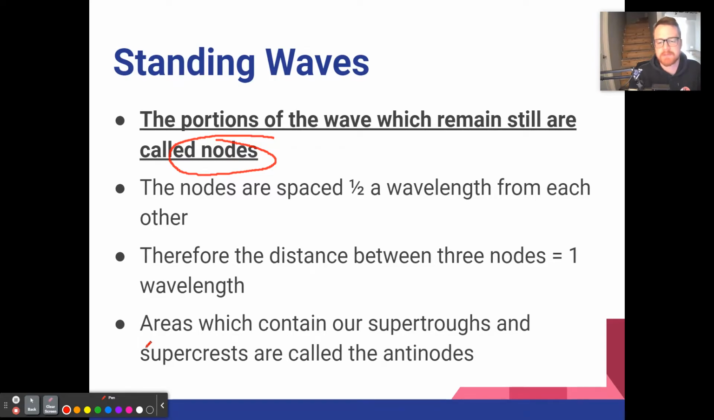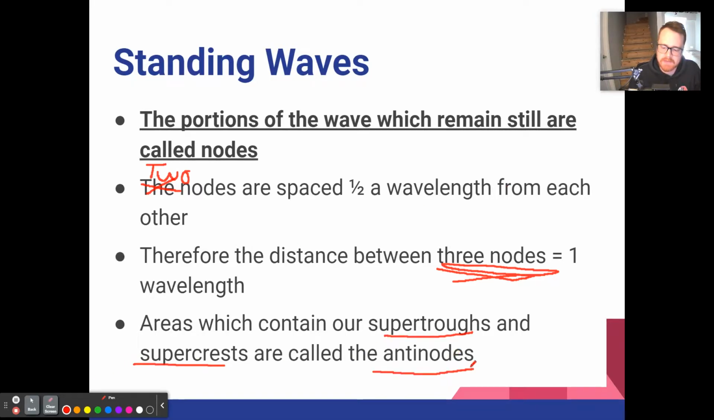So, two nodes. When you have two nodes, the space between those two nodes is roughly equal to half of the wavelength of your wave, which we'll see a picture of in a second. That'll make more sense. Therefore, the distance between three nodes will be equal to one full wavelength. Areas that contain supertroughs and supercrests are called antinodes.